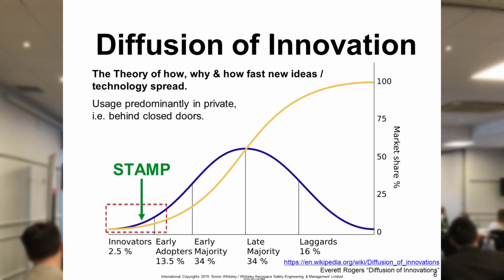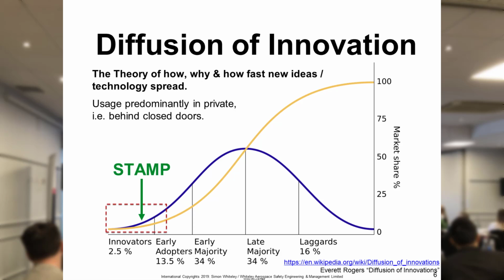Now STAMP is essentially very much in that early innovator stage. It's been around on and off since the late 90s, early 2000s, but it's only really in the last 5 years that it has started to get traction and get interest from various industries. Now, its usage is predominantly in private, behind closed doors, so there aren't many private companies or governments talking about this, and there's two main reasons for that really.